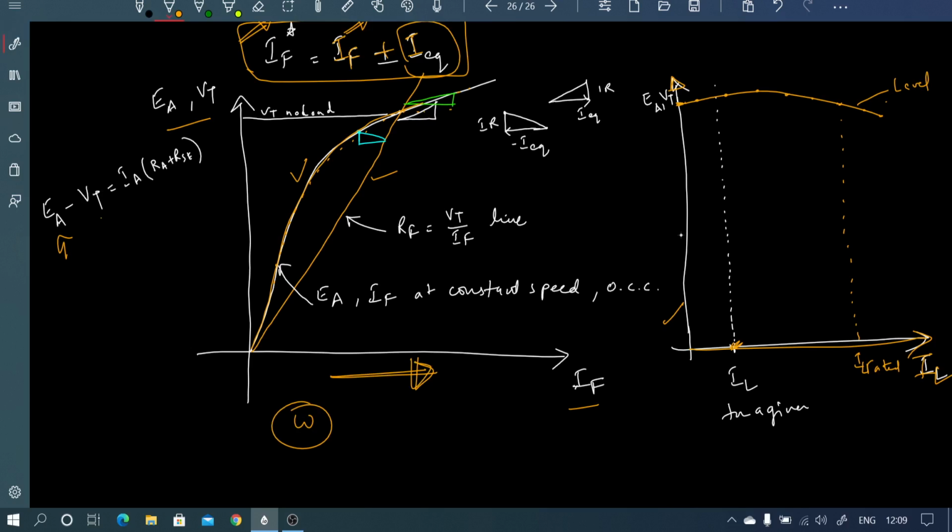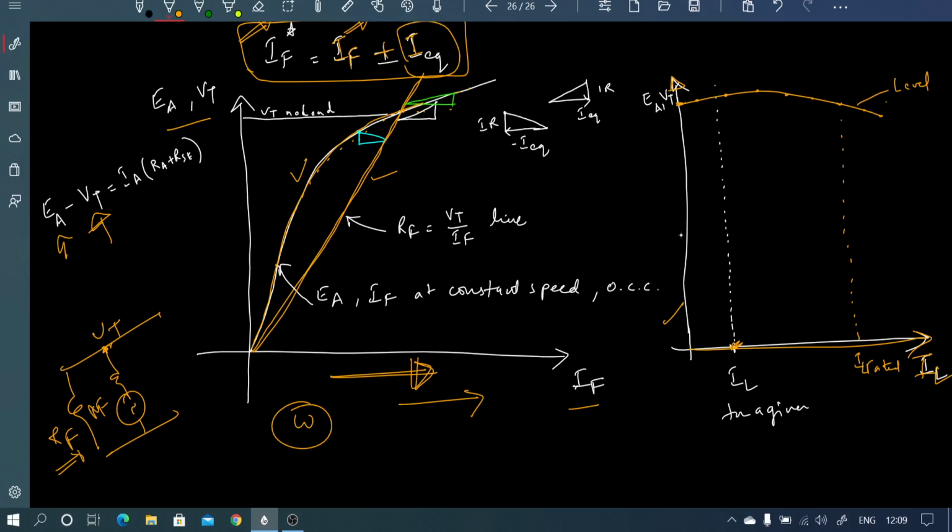And when it comes to the terminal voltage of the machine, this voltage of the machine always lies on this graph for any field current, given a particular constant R_F. So that is why it is called the constant R_F line.